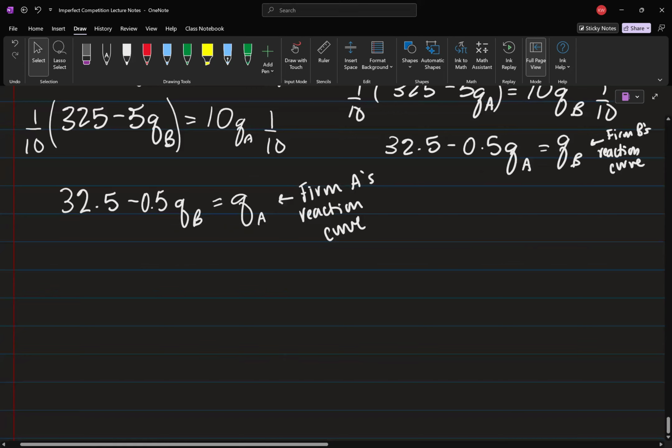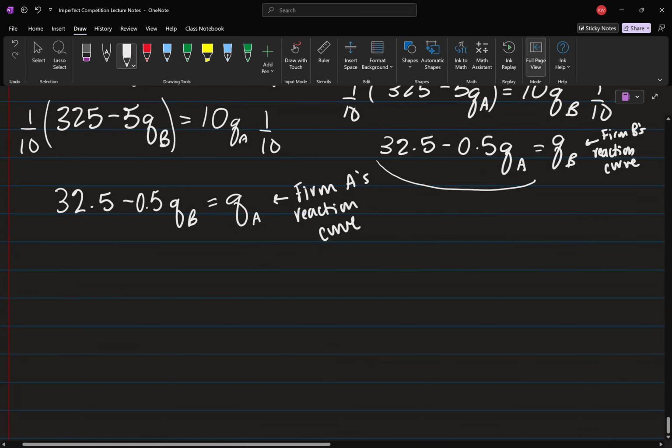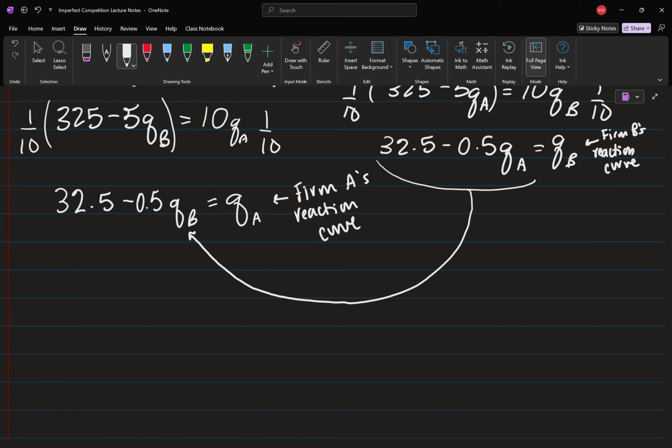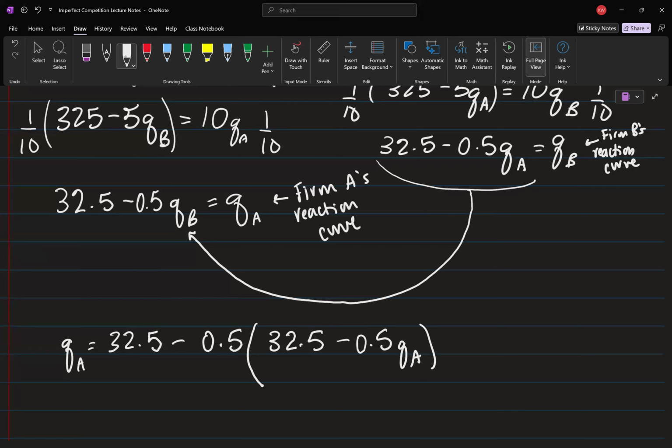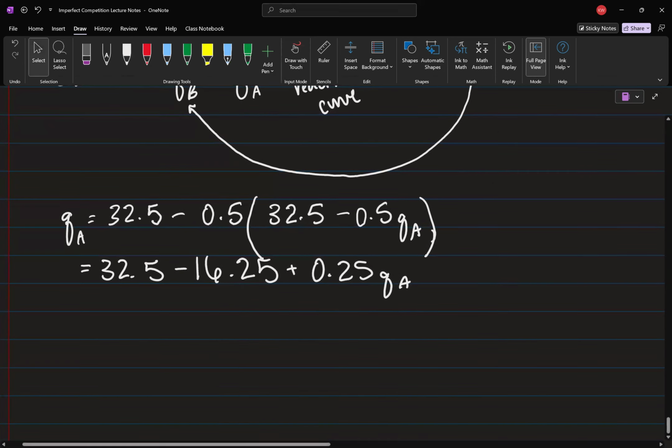Now we're going to use these two reaction curves to solve for the exact amount that each firm produces. So I'm going to take the equation for quantity produced by firm B and use that to substitute for quantity sub B in firm A's reaction curve. So doing that substitution, we're going to get that the amount that firm A produces is equal to 32.5 minus 0.5 times 32.5 minus 0.5 times the amount produced by firm A. Now we'll distribute that negative 0.5 into the parenthetical. That's going to get us 32.5 minus 16.25 plus 0.25 times the amount produced by firm A.